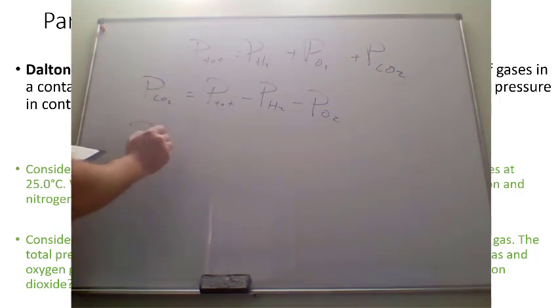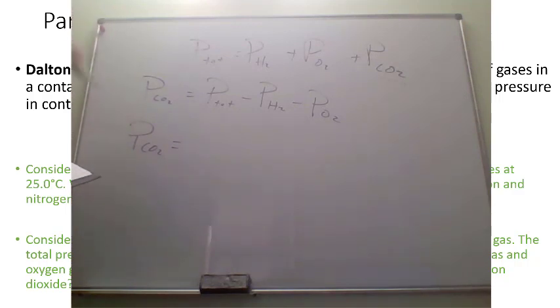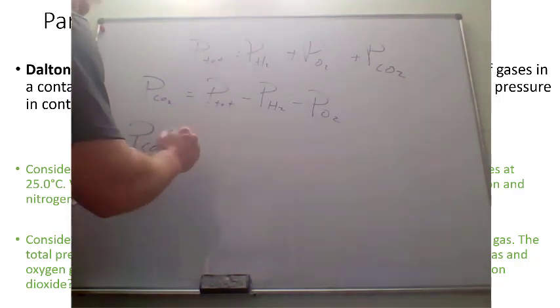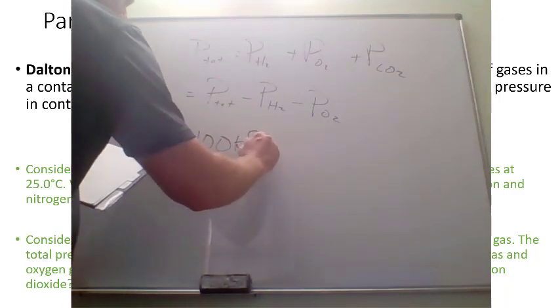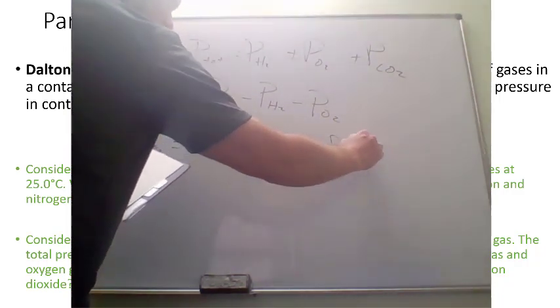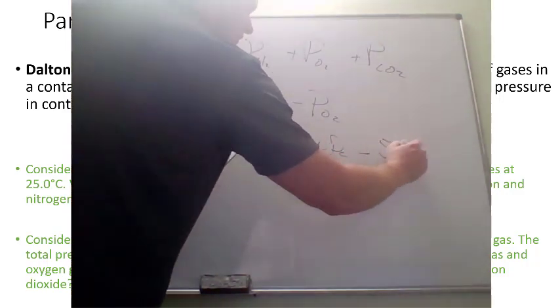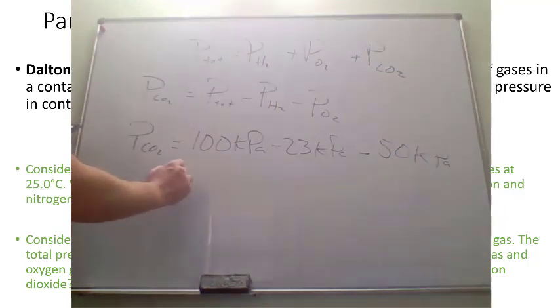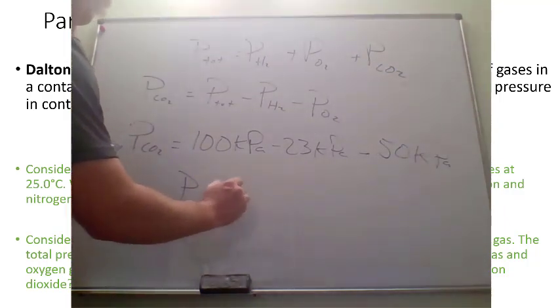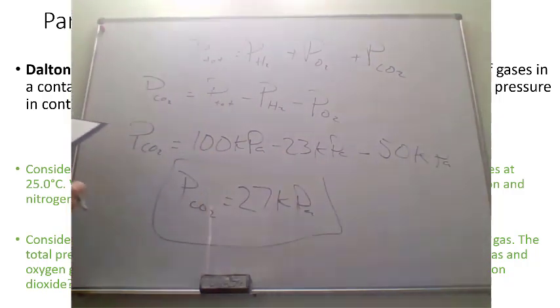As I stated previously, it doesn't matter what the unit is for each of these individual pressures, just that the unit stays the same. So even though this problem is in kilopascals, whereas the last problem was in atmospheres, that's totally fine. Our total pressure we were given as 100 kilopascals, minus our pressure of hydrogen, which is 23 kilopascals, minus our pressure of oxygen, which is 50 kilopascals. We can then plug and chug and solve: the pressure of CO2 is equal to 27 kilopascals within the balloon.